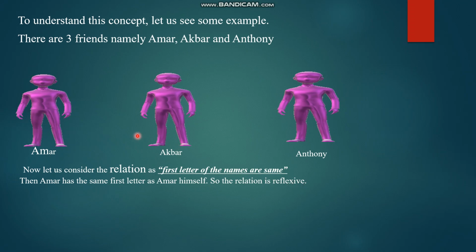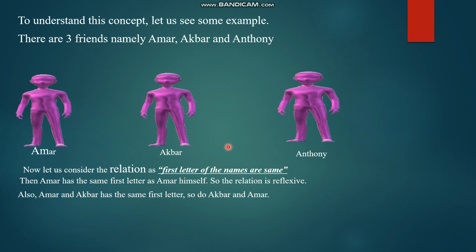Now, what is symmetric? If Amar is related to Akbar, then we must have Akbar related to Amar, which is true in this case because Amar's first letter is A and Akbar's first letter is A. When you reverse it, Akbar and Amar both have the same first letter A.